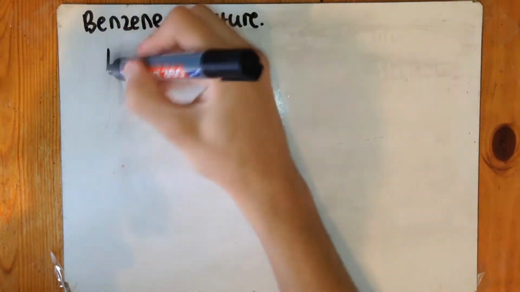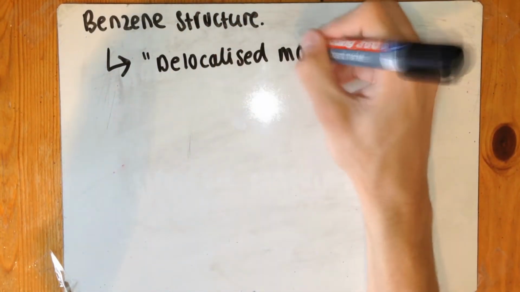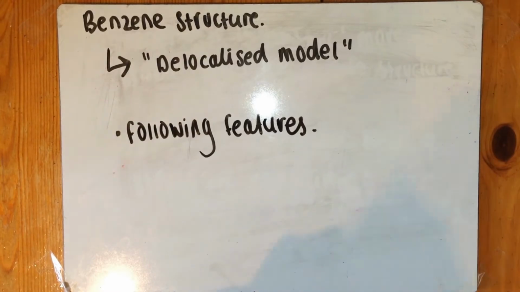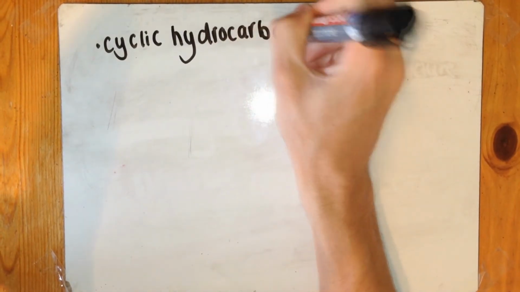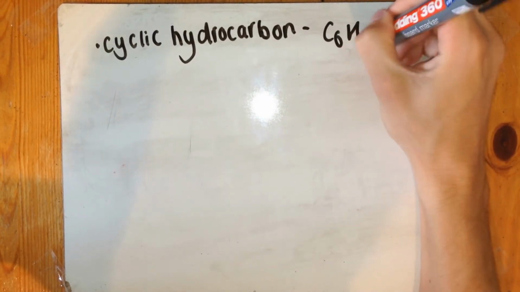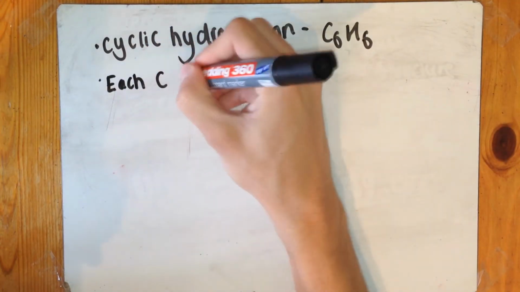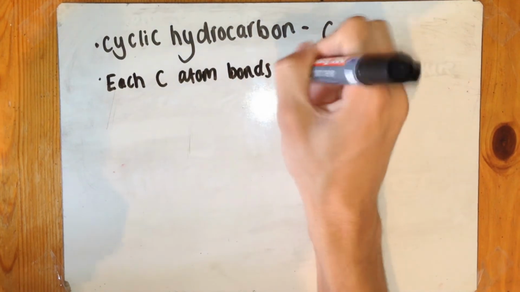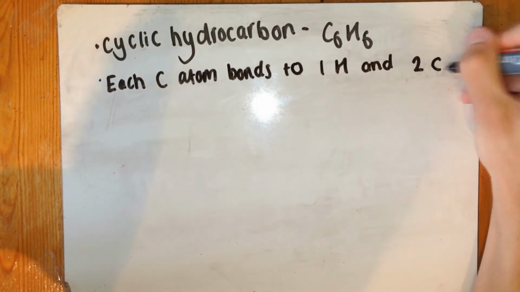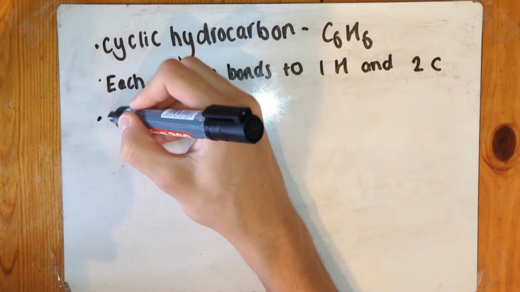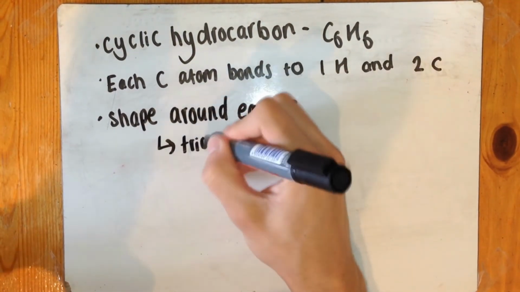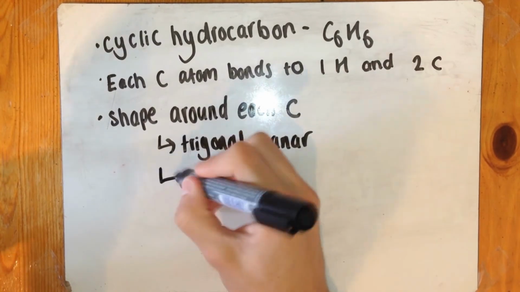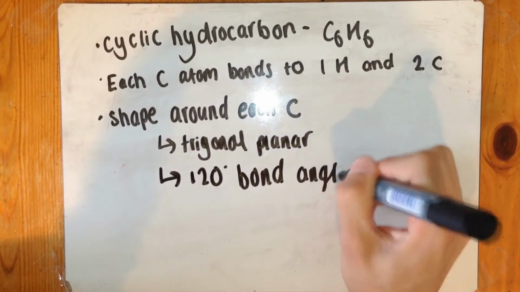So now I'm going to talk about the delocalized model of benzene. The delocalized model consists of the following features. Benzene is a cyclic hydrocarbon that has 6 carbon atoms and 6 hydrogen atoms. Each carbon atom is bonded to 2 other carbon atoms and 1 hydrogen atom in a planar hexagonal ring. The shape around each carbon atom is trigonal planar, and the bond angle around each C-C-C bond is 120 degrees.